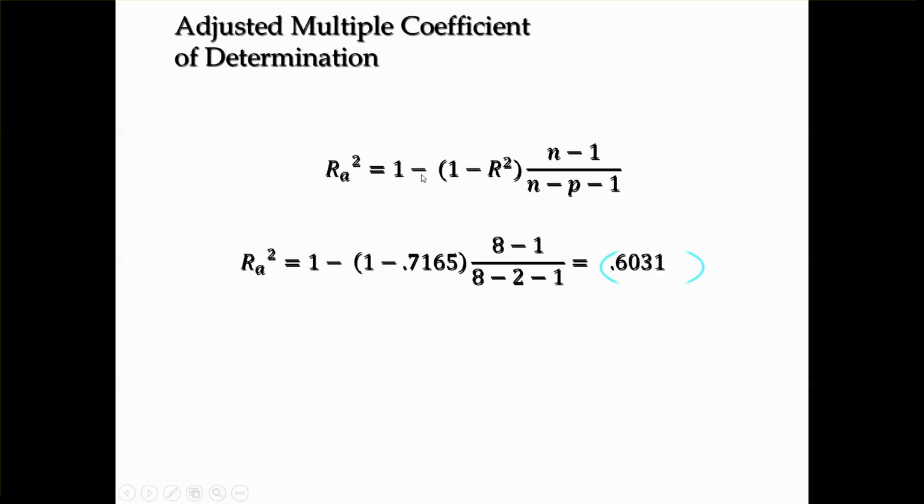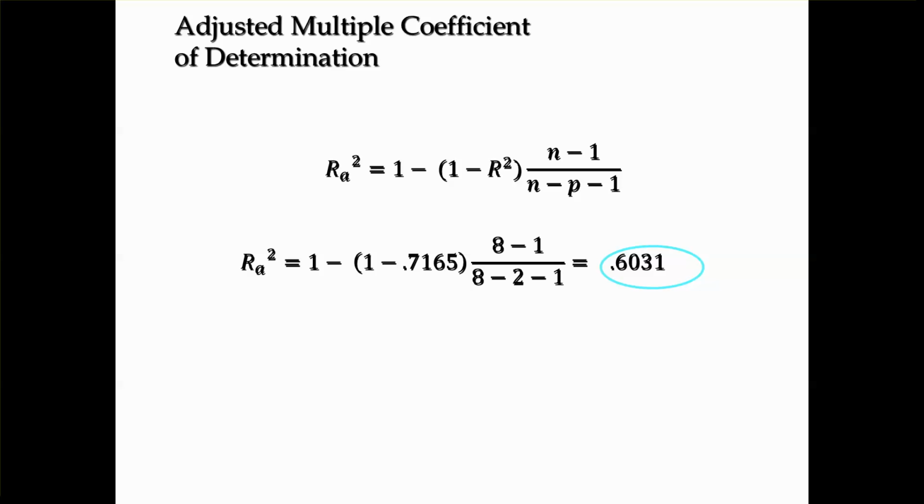Let's look at how to calculate the adjusted multiple coefficient of determination. What people usually do is use 1 minus the quantity 1 minus the coefficient of determination, times n minus 1. We know that n minus 1 is the number of observations minus 1, and the denominator is n minus p minus 1, which is the degrees of freedom of our SSE. By plugging in the values, we got 0.6031. This is our adjusted multiple coefficient of determination.